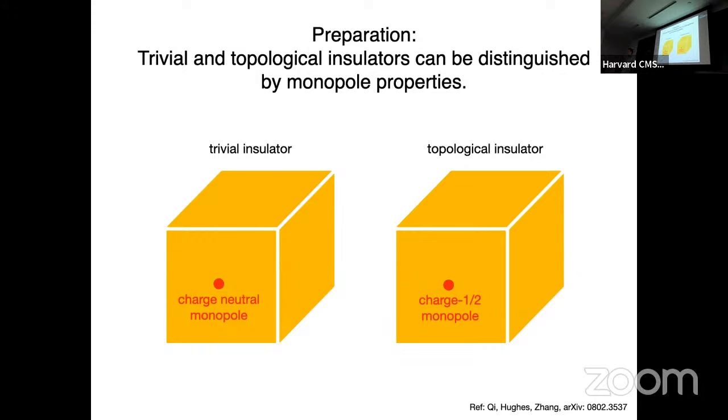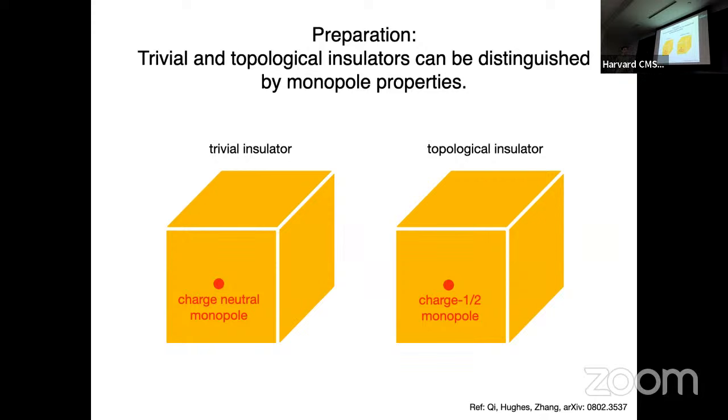We know that their boundaries can be very different, but if I want to see their difference from the perspective of the bulk, we know from this paper that for trivial insulators, we can have a charge neutral monopole. If I couple my system to some electromagnetic field, which is a U(1) gauge field, I can consider the monopole configuration of the gauge field. Then I will see for the trivial insulator, the monopole will be charge neutral, or more generally carry integer charges. But for the topological insulator, there is something called the Witten effect, also reproduced in this paper. The monopole in the topological insulator will carry half charge, or more generally integer plus half charge. So we see the difference between these two types of insulators can be captured by the properties of their monopoles. One carries integer charge, the other carries integer plus half charge.